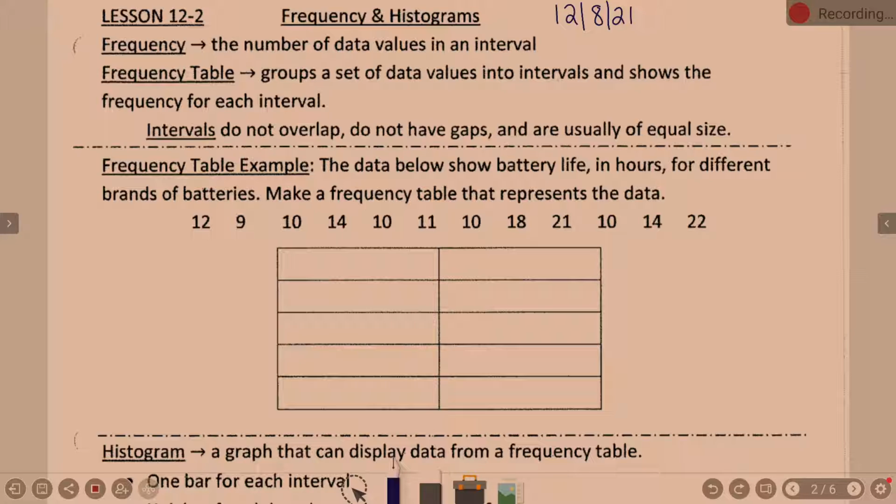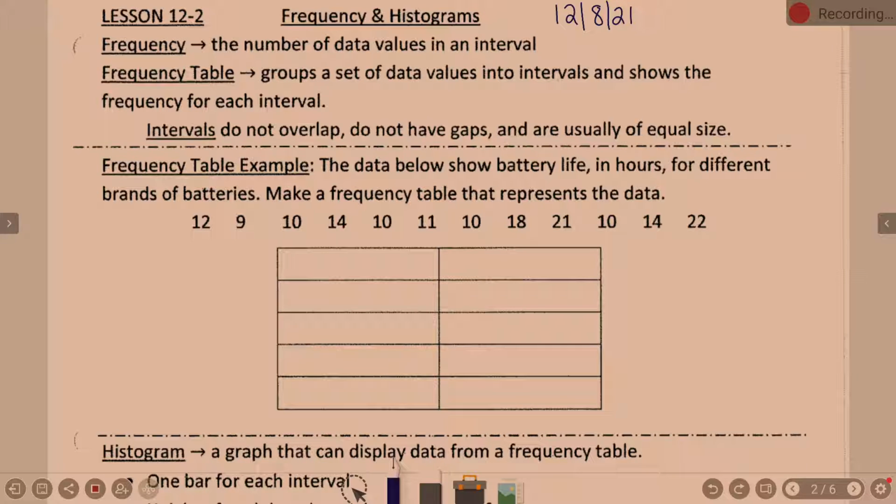So when we talk about the frequency, officially it says the number of data values in an interval. Okay, so it's the number of numbers within a certain interval. Like if we have a list of numbers, how many numbers are there between 5 and 10? Well, if there's 3 numbers between 5 and 10, the frequency is 3. How many times does that type of number occur? So the number of data values in an interval. I always say the number of numbers in that interval.